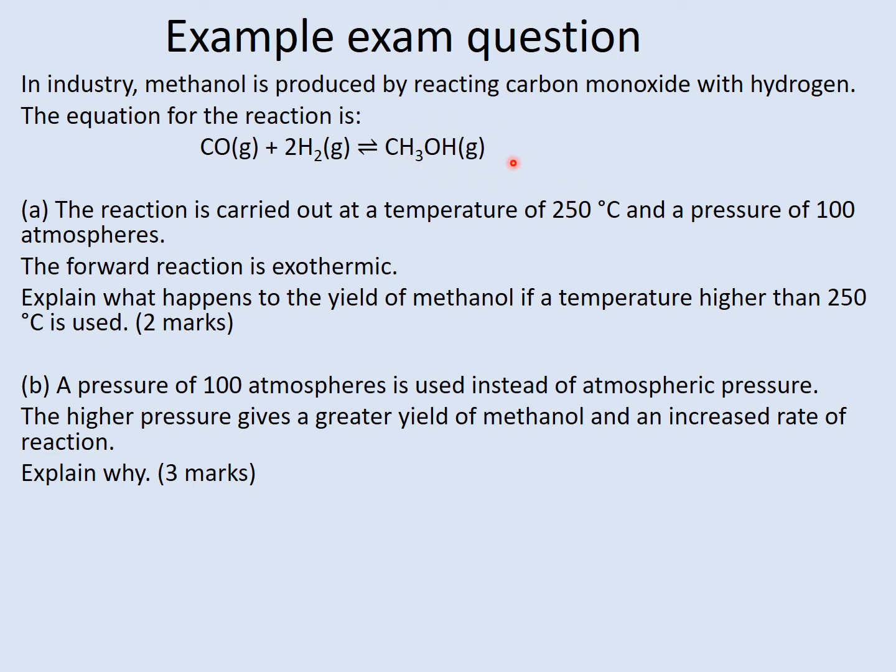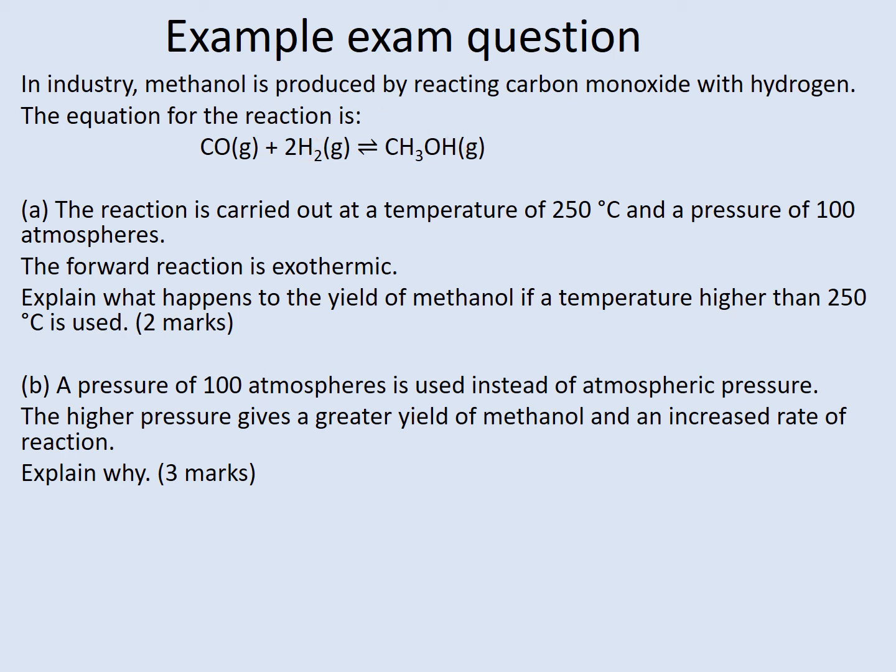Okay, so if you think about this whole system, if you heat it up, so you increase the temperature, it will try and cool itself down. So it will go in the endothermic direction. So which way is that? Well, they've told us the forward reaction is exo, so the reverse reaction must be endo. So if you heat this up, the equilibrium will move to the left and reduce the yield of methanol, right? Because the reverse reaction is endothermic, or if you like, because the forward reaction is exothermic.